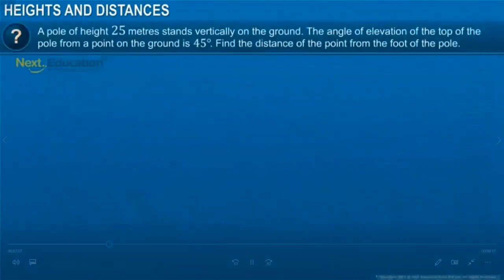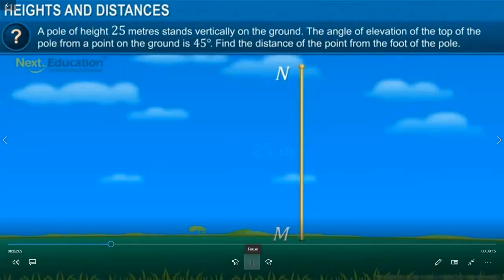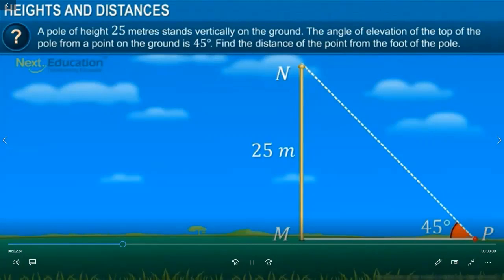Yeah. Start. Let MN represent the pole and the point from where the top of the pole is observed be P. The angle of elevation from point P to the top of the pole is 45 degrees.